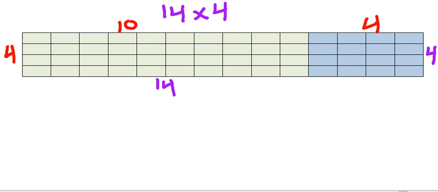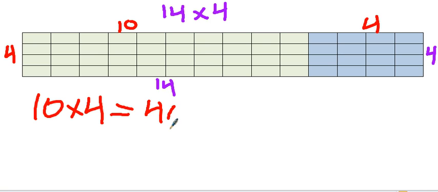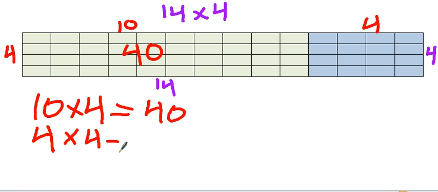So the first one is 4 times 10, or 10 times 4. Multiplying by 10s is always pretty easy, and that answer is 40. So the area of this rectangle is 40. Now I'm going to take this little rectangle right here: 4 times 4. That's pretty easy. That's 16. You could count them up if you needed to, but we know the area of this rectangle is 16. So we're doing partial products.